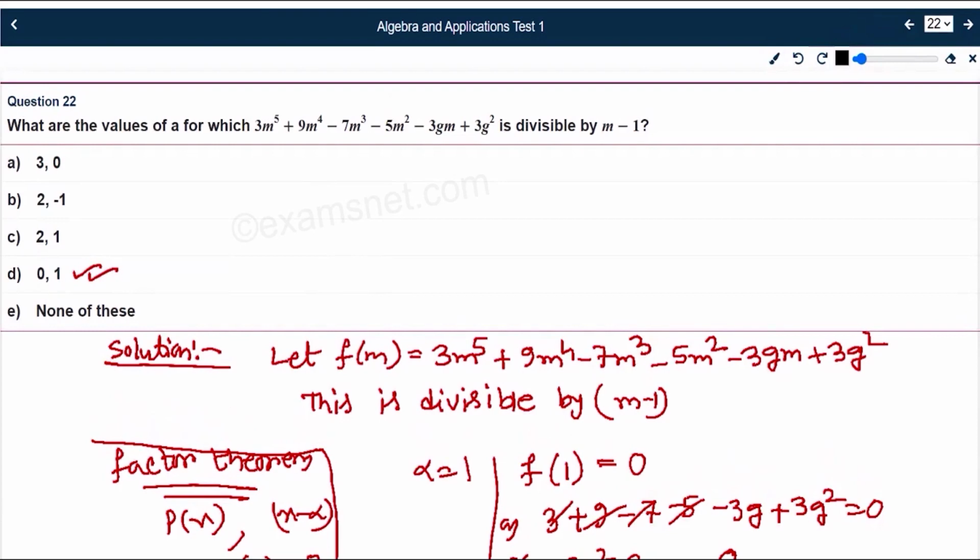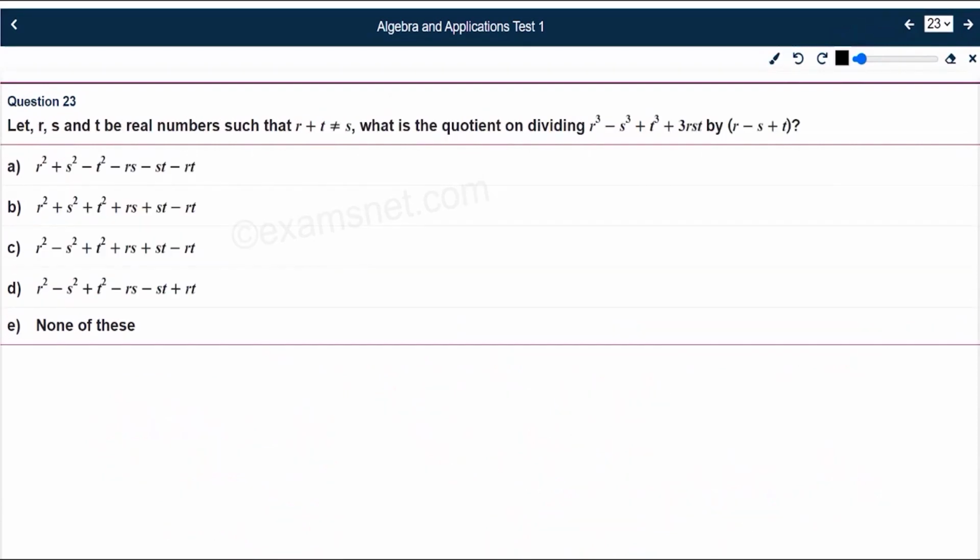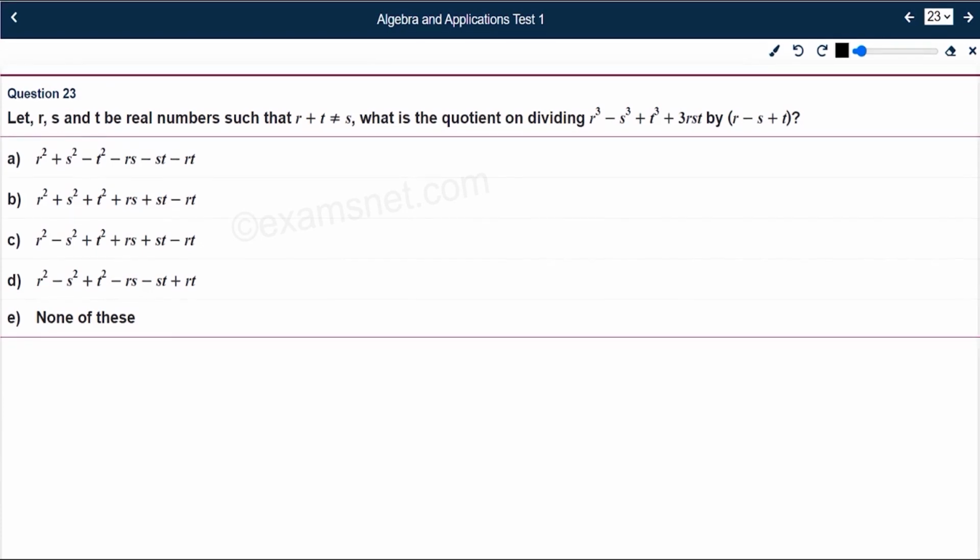Now let's move towards the next question. Question number 23. Let R, S and T be real numbers such that R plus T not equals S. What is the quotient on dividing R cube minus S cube plus T cube plus 3RST by R minus S plus T?